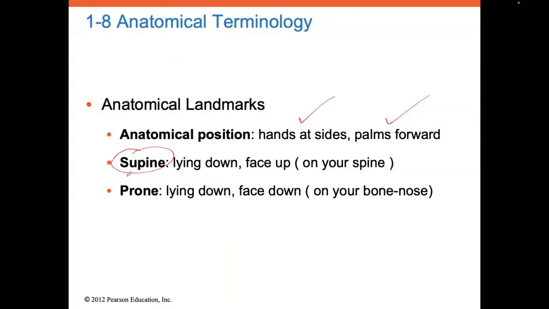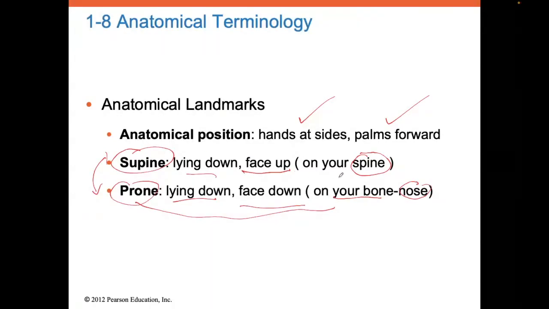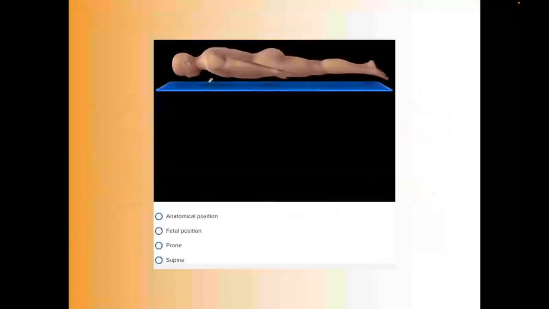Now, these two other terms, supine and prone, are opposites of one another. They're both lying down, but when you're supine, you're on your spine, which means you're facing up. When you're prone, you're on your bone, meaning your nose, so you're face down. So supine is on your spine, lying face up. Prone is on your bone, meaning your nose, lying face down.